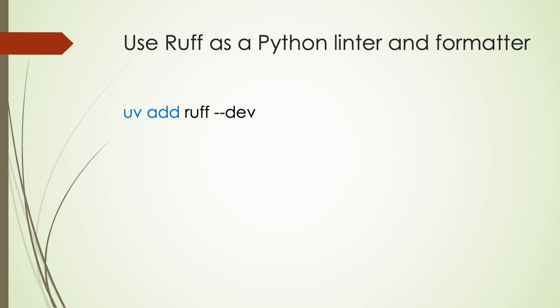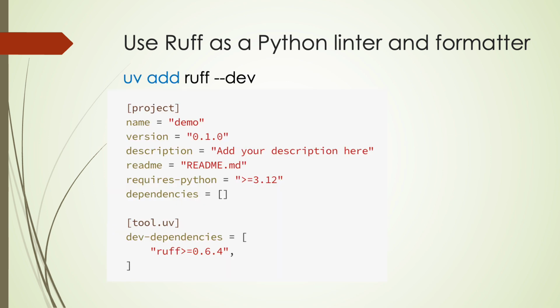We can install Ruff as a dependency in the project with the UV add command. With the dev option, the package will be added as a development dependency and won't be installed if the project is Dockerized for production. When this command is run, a virtual environment will be created for us in the project folder, and pyproject.toml is updated as shown here.